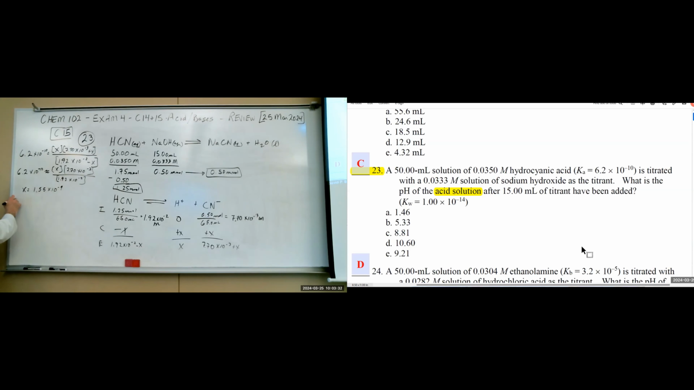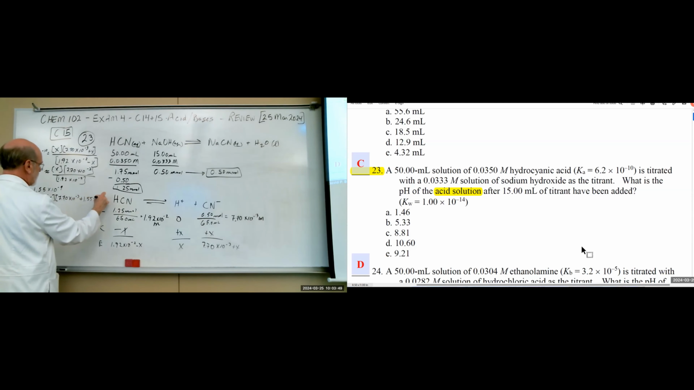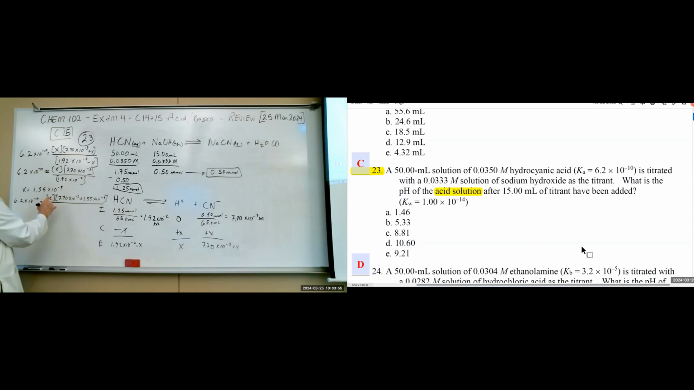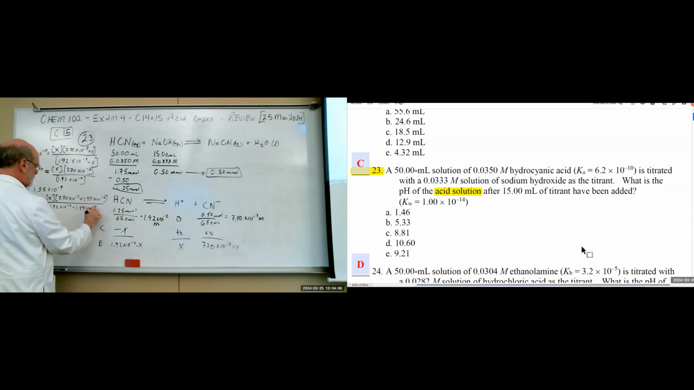Okay? So that means now we're doing 6.2 times 10 to the minus 10 equals x times 7.70 times 10 to the minus 3 plus 1.55 times 10 to the minus 9. And this one would be 1.92 times 10 to the minus 2 minus 1.55 times 10 to the minus 9. That doesn't look like it's going to have much effect, does it? Well, let's see what this is.